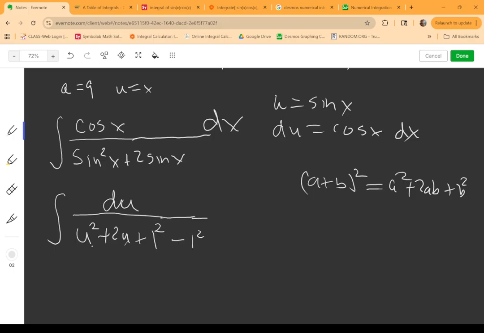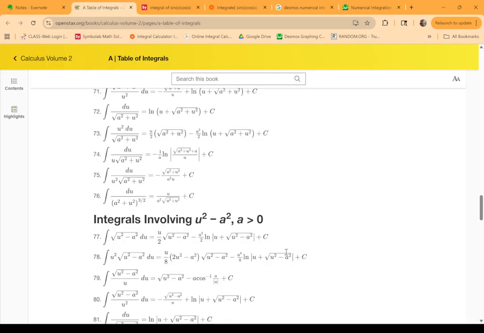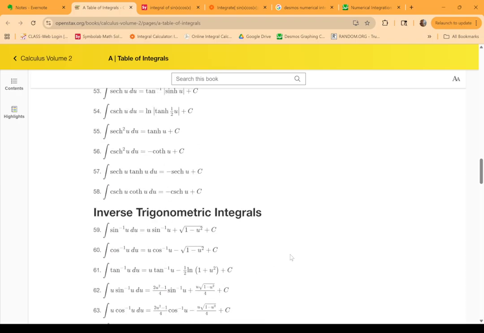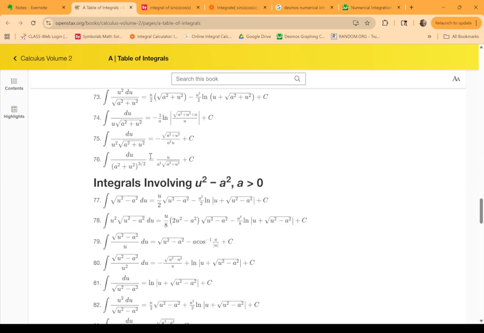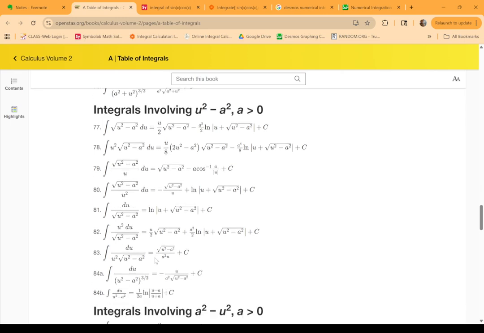And now I'm going to factor this. This is going to factor to u plus 1 squared, and then minus 1 squared. Now you can see how this frees things up here. Now it looks like this form, u squared minus a squared, where for us, the u is just going to be replaced by u plus 1. So if I scroll down here, there's no root.